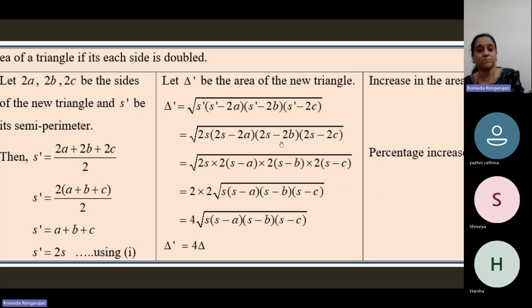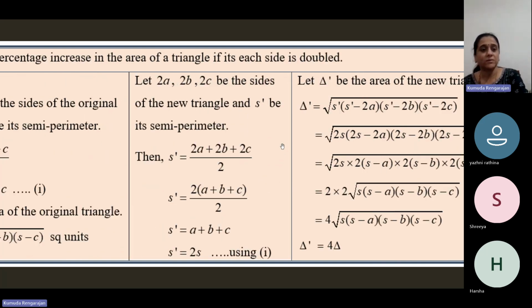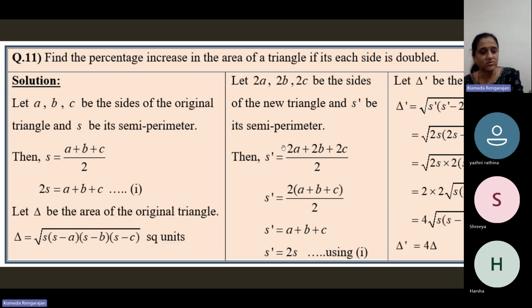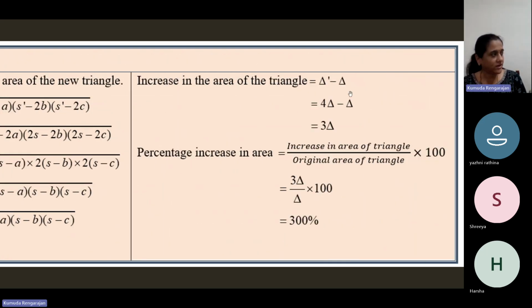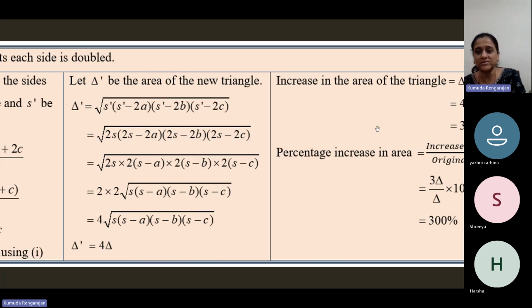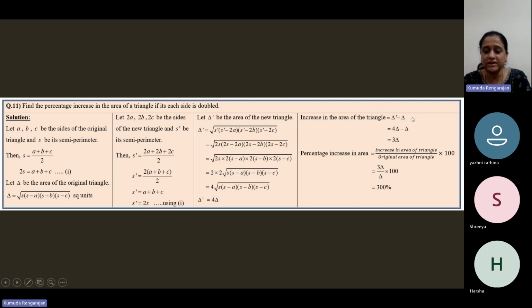Now we have to find the percentage. See, the question is to find the percentage increase. So for that you need to first find the increase and then the percentage increase. So what's the increase? Increase is new area minus original area. What is new area? Delta dash, minus original area, delta. What is delta dash? It's 4 delta. It's 4 delta minus delta, which is 3 delta.